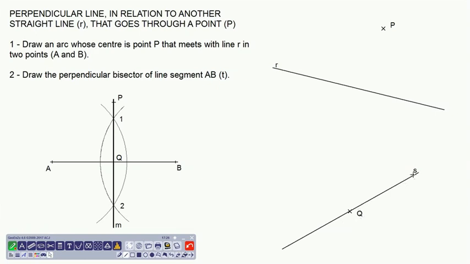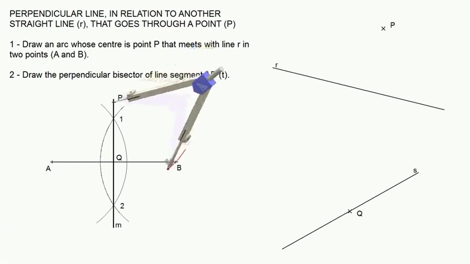If we want to draw a straight line that goes through a point and is perpendicular to another one, we will have to use one of the properties of the perpendicular bisector, which is that every point on the perpendicular bisector of a line segment is the center of a circumference that goes through both the vertices of the line segment at the same time. It means that if I draw a circumference whose center is point P and that goes through point A, it will go also through point B.